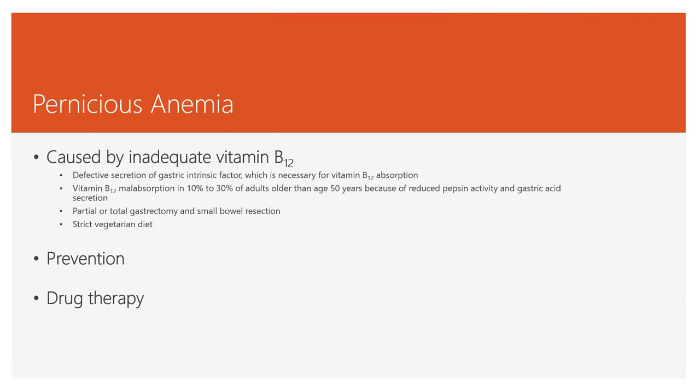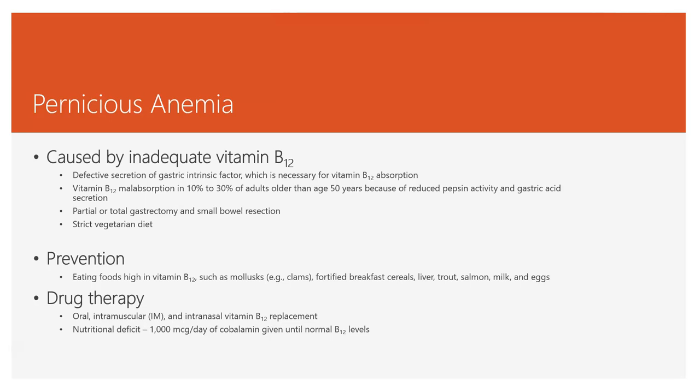Pernicious anemia. This defect is caused by a defective secretion of gastric intrinsic factor, which is necessary for vitamin B12 absorption. It can be caused by a strict vegetarian diet, a partial or total gastrectomy, and small bowel resection. It can be caused by vitamin B12 malabsorption. Prevention includes eating foods high in vitamin B12, such as clams, fortified breakfast cereals, liver, trout, salmon, milk, and eggs.